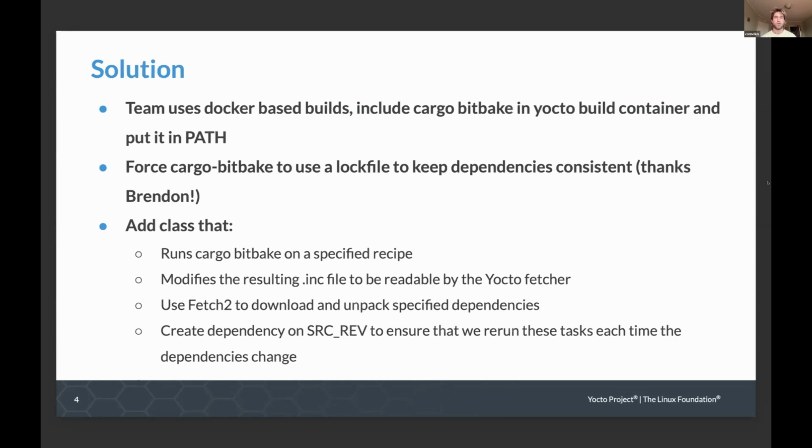And then finally, we just wanted to make sure that we're creating a dependency on the source rev, which points to our application code, to ensure that each time we update the SHA to our repository and our application code, this will run each time. And so this allows us to stay perfectly up to date with what's going on in our application code in our Yocto layer.